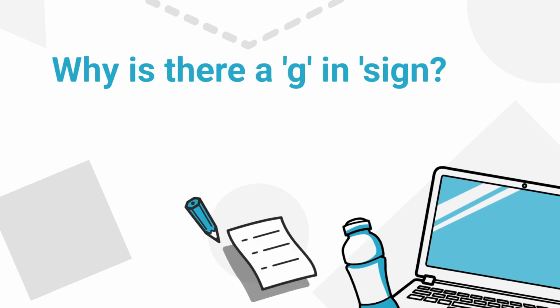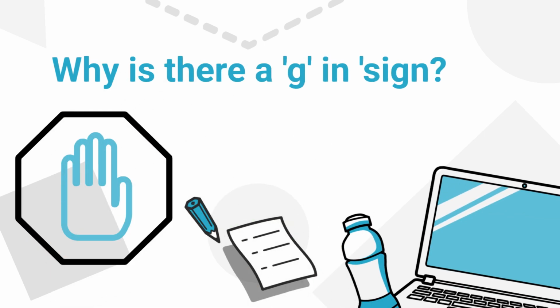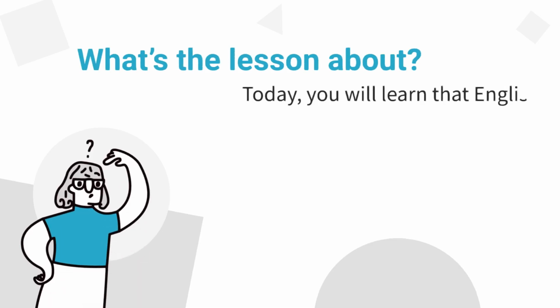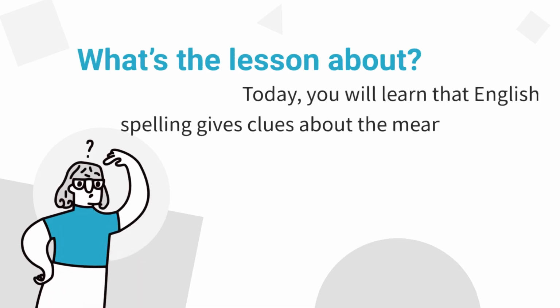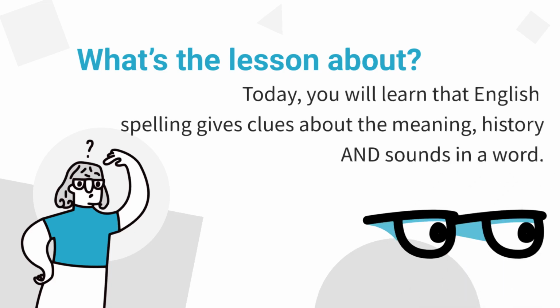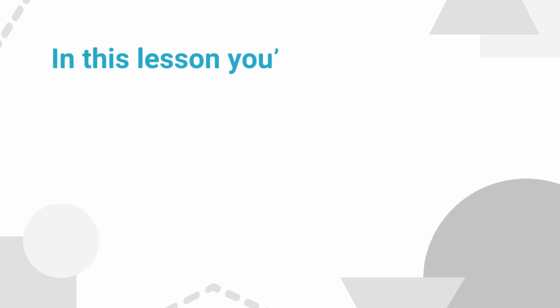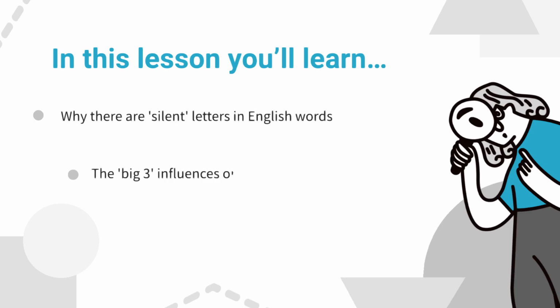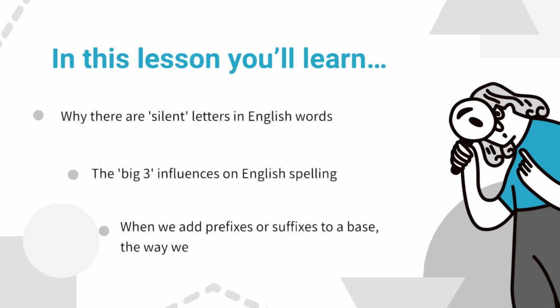Why is there a G in sign? What's the lesson about? Today you will learn that English spelling gives clues about the meaning, history, and sounds in a word. In this lesson you'll learn why there are silent letters in English words, the big three influences on English spelling, and how we pronounce a word changes when we add morphemes, but the spelling is consistent.